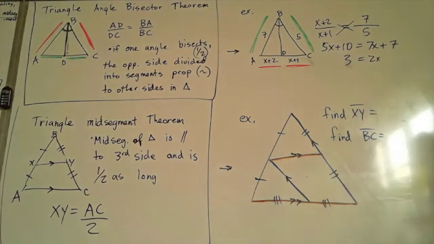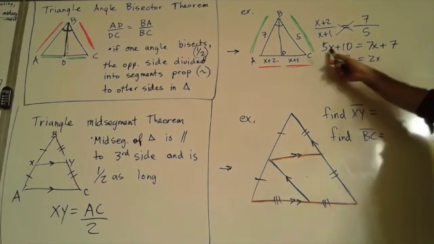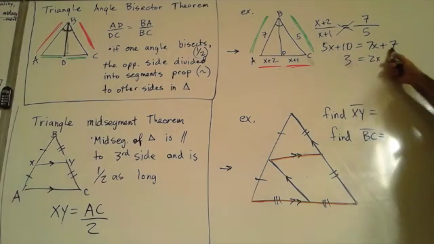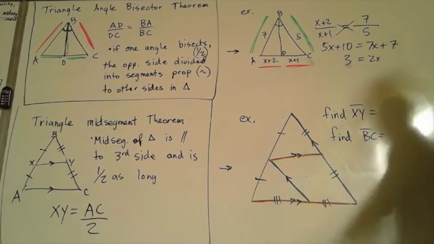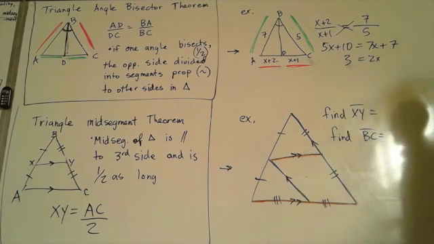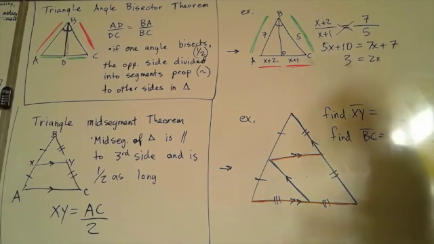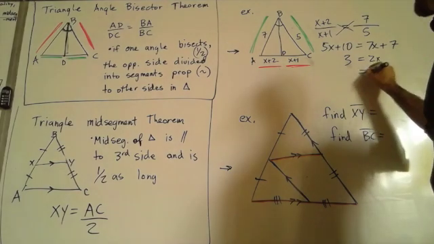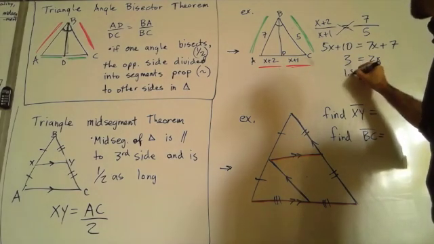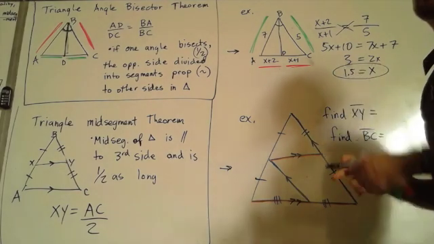So there I just distributed: 5 times x plus 2 is 5x plus 10, and 7 times x plus 1 is 7x plus 7. And I moved the 5x to the right, moved that 7 to the left, and I end up with 2x equal to 3. Then I'm just going to divide by 2 and get 1.5. So we're just isolating x.